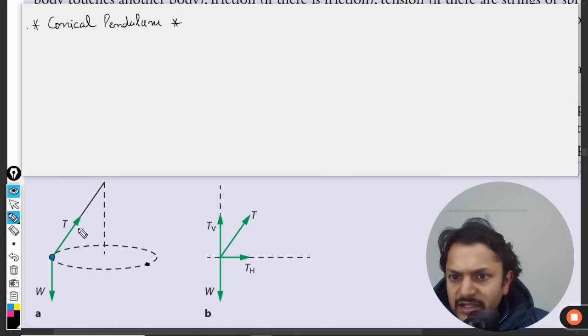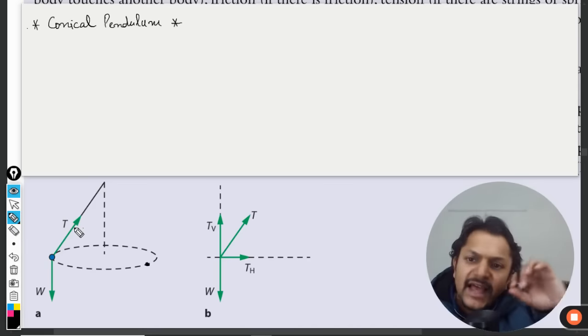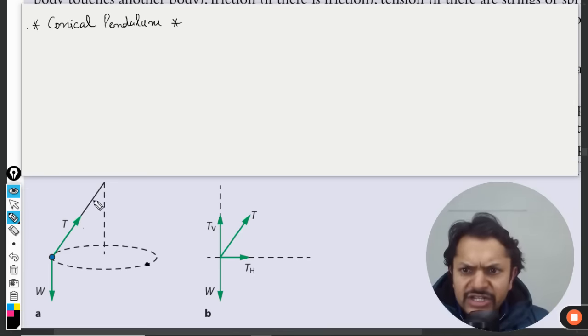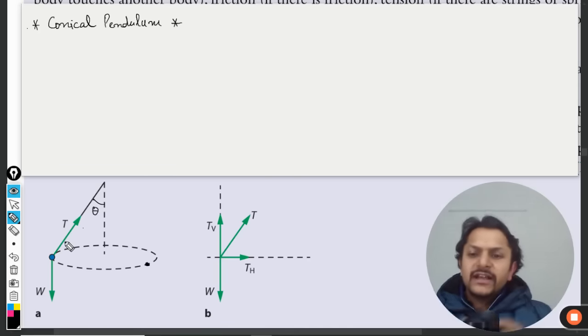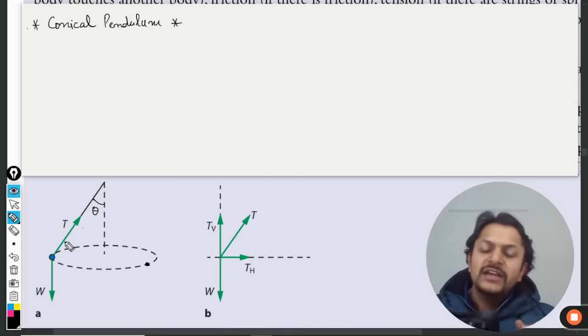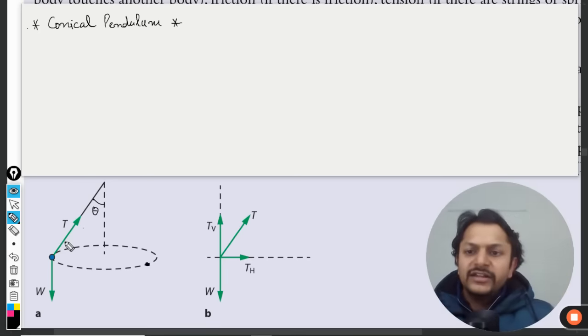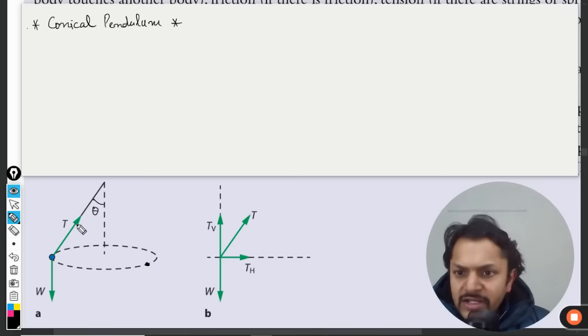This is the tension that is acting in the string, because the string is not slack, it is tight. That is why the tension is there. This is the tension T, and this angle will be given to you in the question. It will be given as the string is now making theta degree angle with the vertical, like a 30-degree angle with the vertical. This is the tension, and this is the weight W.